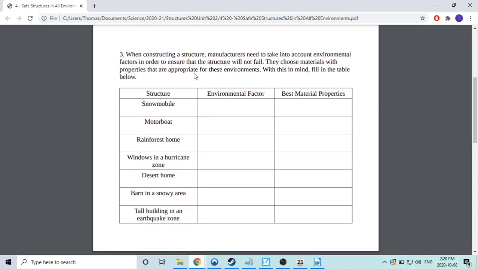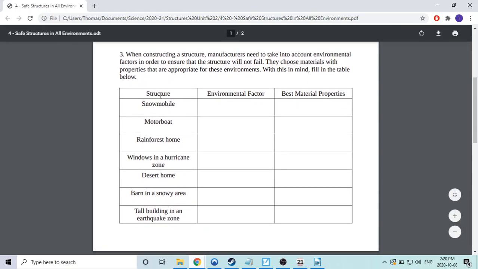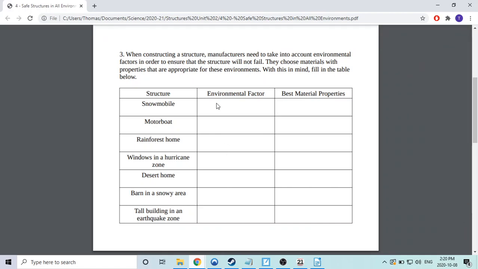This third one, so what you've got here, you've got a list of structures, and then a column that says environmental factor and best material properties. So in the environmental factor column, I want you to write either a type of weather or a type of temperature, hot, cold, whatever, that you have to consider when building a snowmobile. So I'll kind of give you the first one. Snowmobile, something you could write here is cold. You could write snow. You could write wet, right?